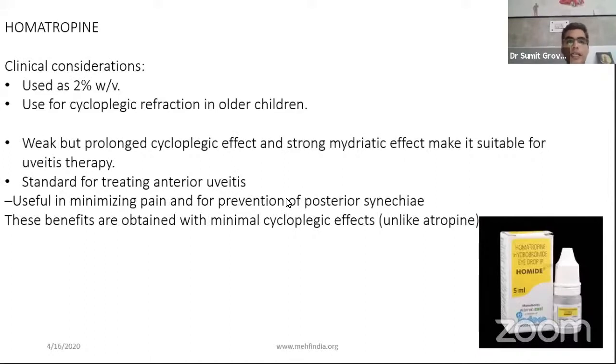Homatropine, clinically, is used as 2% weight by volume for cycloplegic refraction in older children, but its most important indication is the treatment of uveitis. Its weak but prolonged effect and strong mydriatic effect make it suitable for uveitis therapy. As I've already explained, in uveitis it provides pain relief and prevents the formation of synechiae of the iris, posterior synechiae as well as anterior synechiae.